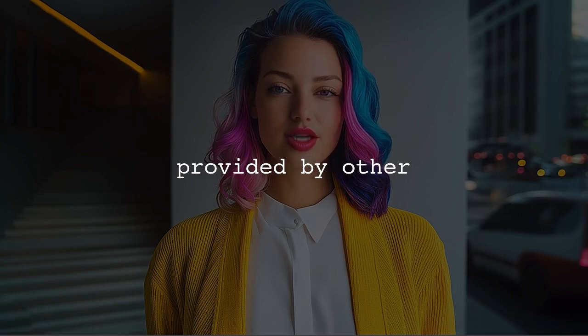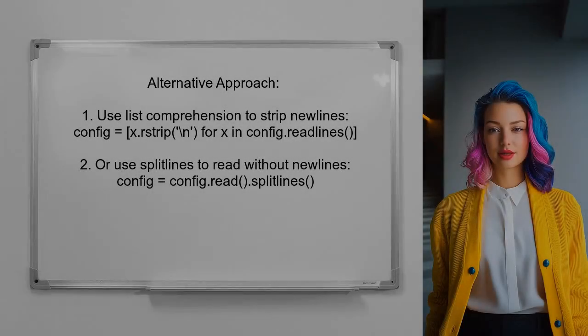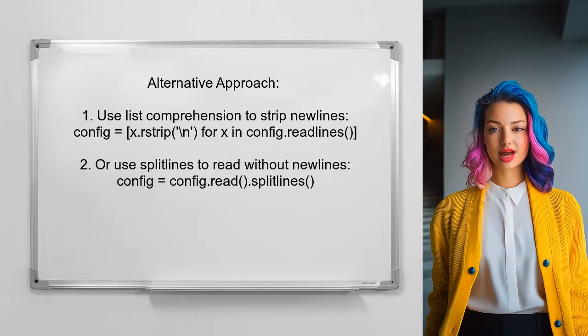Now, let's look at the answers provided by other users. An alternative solution suggests using list comprehension to remove the newline characters. You can read the lines and strip the newline characters with this code. Config equals a list comprehension that applies rstrip to each line.